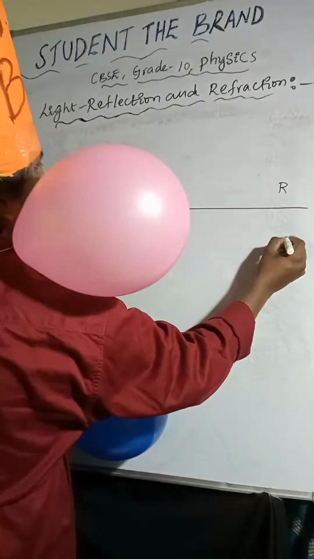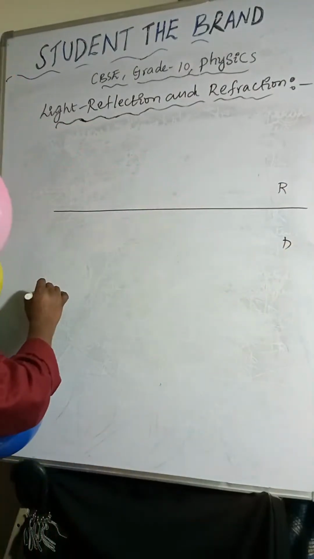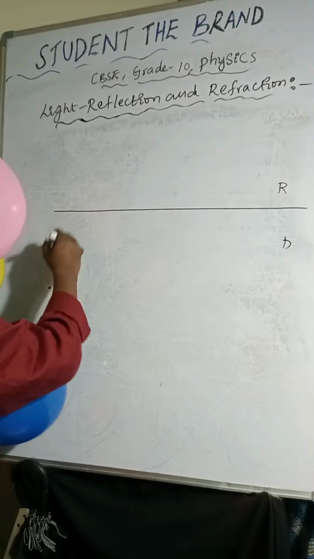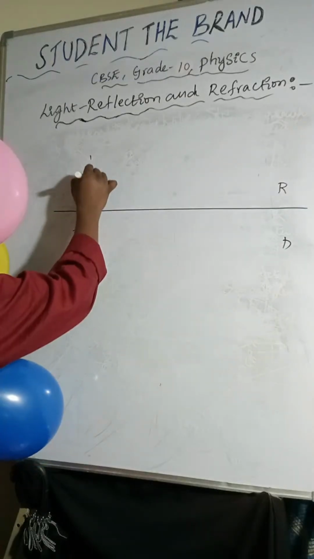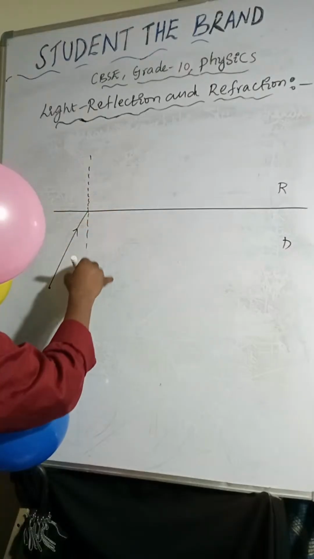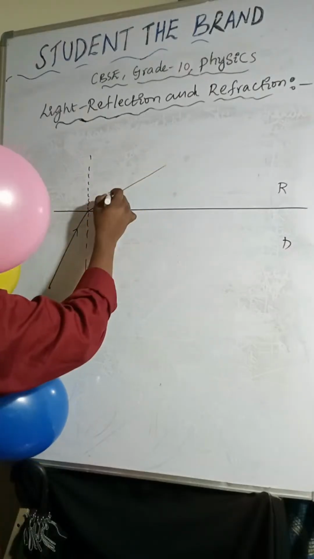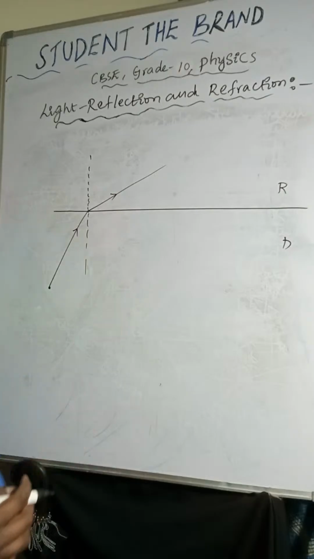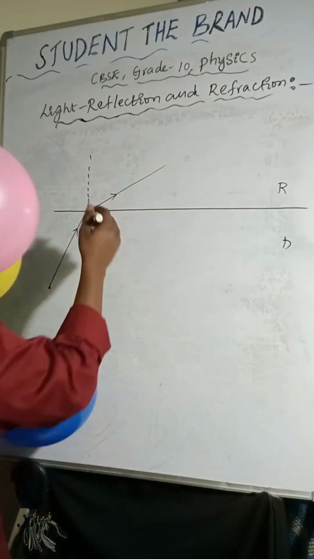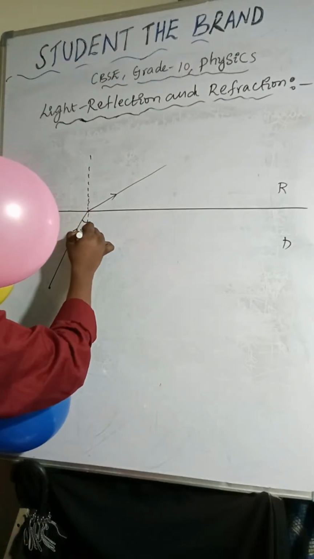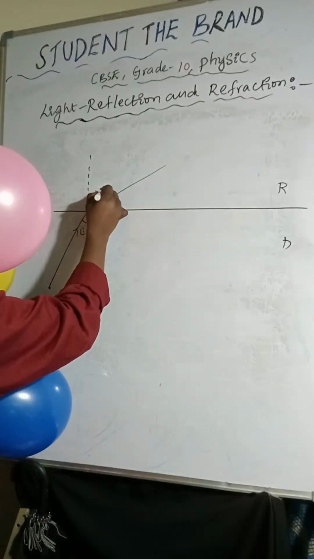Rarer medium and denser medium. So this is the source. The light ray is coming from denser to rarer. Generally, what happens if the light ray is moving from rarer to denser? It bends, it moves away from the normal line. So this is the angle of incidence and angle of refraction.